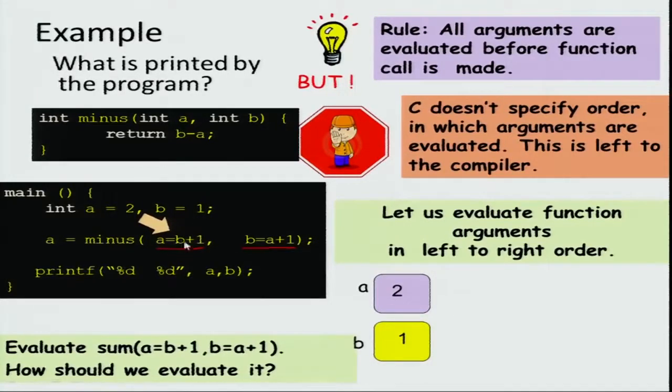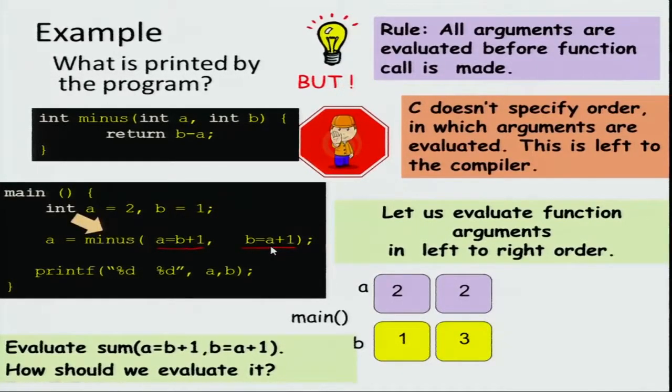a equal to b plus 1, b is 1. So, a will get the value 2. b equal to a plus 1 will be executed after that, a is now 2. So, b will get the value 3. Now, you execute minus. So, you will return 3 minus 2, which is 1, and b has value 3. So, this is the expected output. But when you run it on some machines, you may get the output minus 1 3.